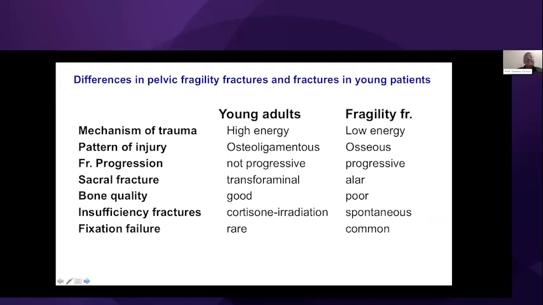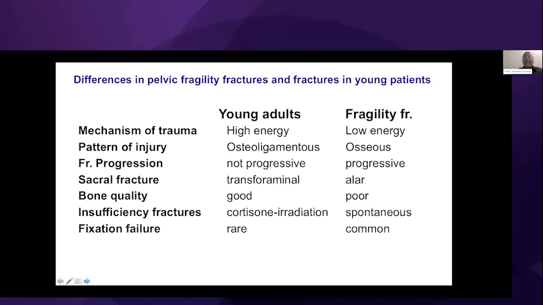To summarize the differences in pelvic fragility fractures and fractures in young adults: the mechanism of trauma is high energy trauma in young adults, and low energy trauma in fragility fractures. The pattern of injury in young adults is osteoligamentous, with disruption of the symphysis pubis and sacroiliac joint, but in fragility fractures, we have osseous disruption, pubic ramus fracture anteriorly, and iliac or sacral fracture posteriorly. Fracture progression is not known in young adults. Fracture progression is a real phenomenon in fragility fractures.